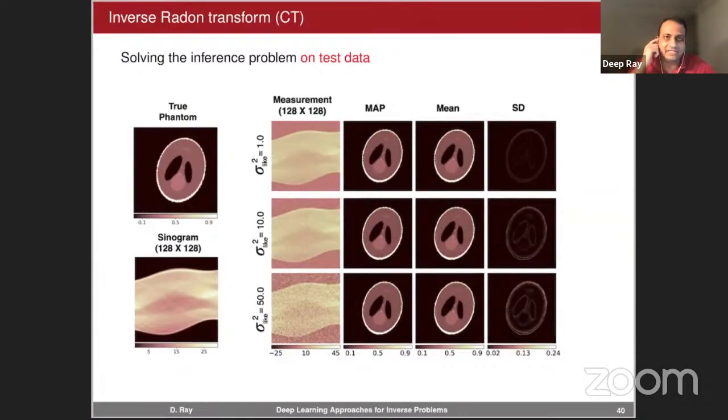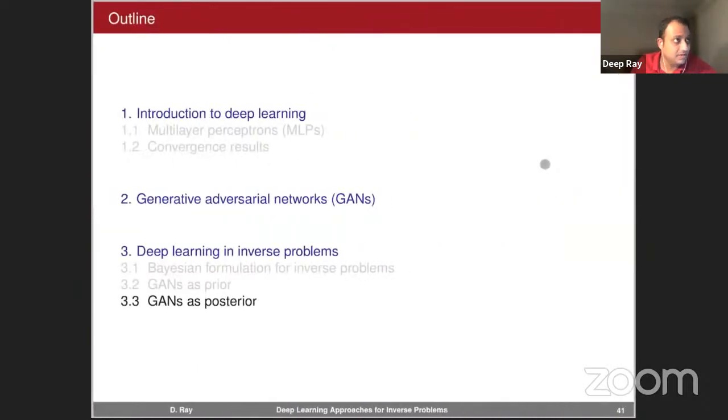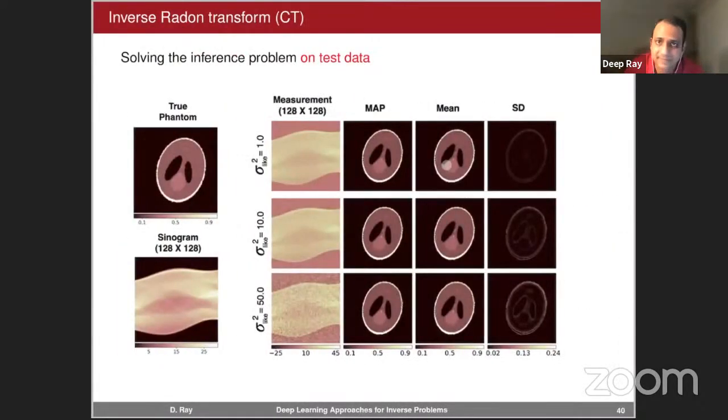So even in this case, it's not a PDE, but it's an integral equation, but using GANs as a prior is helping you get pretty accurate reconstructions of your true phantom along with some uncertainty about the reconstruction. Okay, so this was GANs as a prior. So any questions on this?